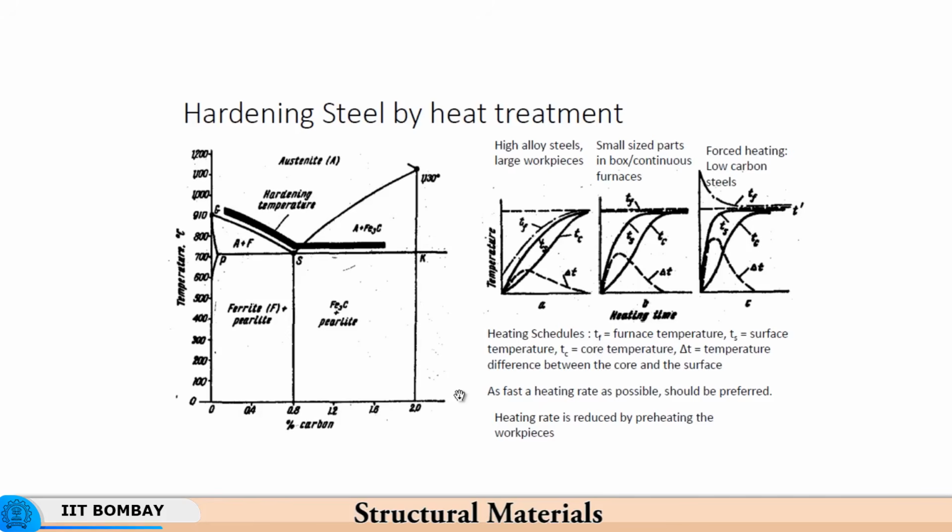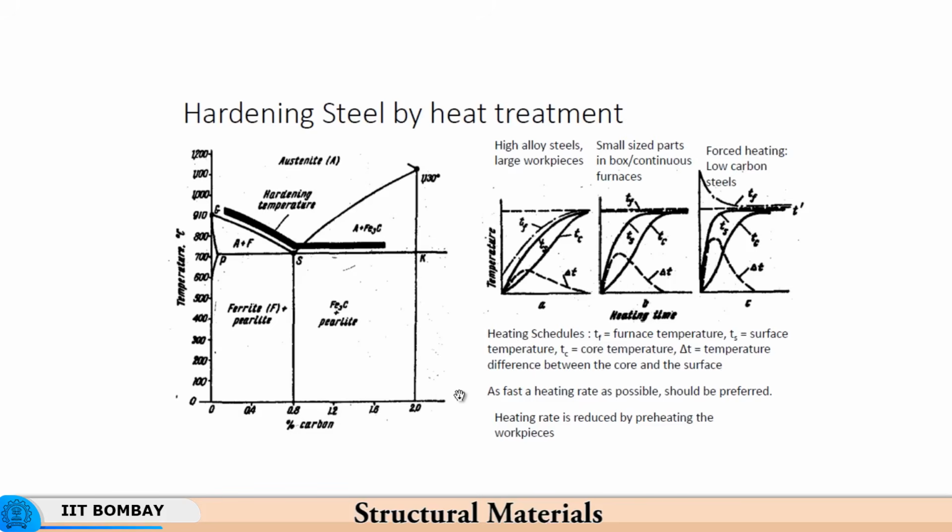So, for low carbon steels, you can have what is called forced heating. Which means that you heat the furnace to a much higher temperature than what is necessary. This is a more aggressive kind of heating, because now the temperature will rise very rapidly. So, the temperature differential between the workpiece and the furnace is initially very high. So, the heating rate of the workpiece is extremely high over here.